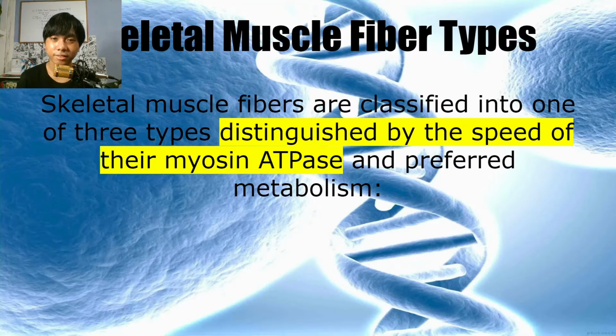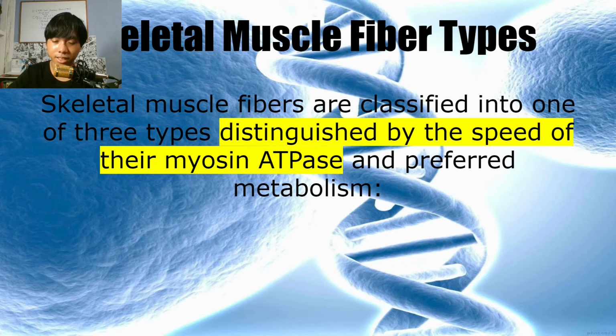Hi, and now I want to share about skeletal muscle fiber types. Skeletal muscle fiber types are classified into one of three types, distinguished by the speed of the myosin ATPase and preferred metabolism. So let us take a look.